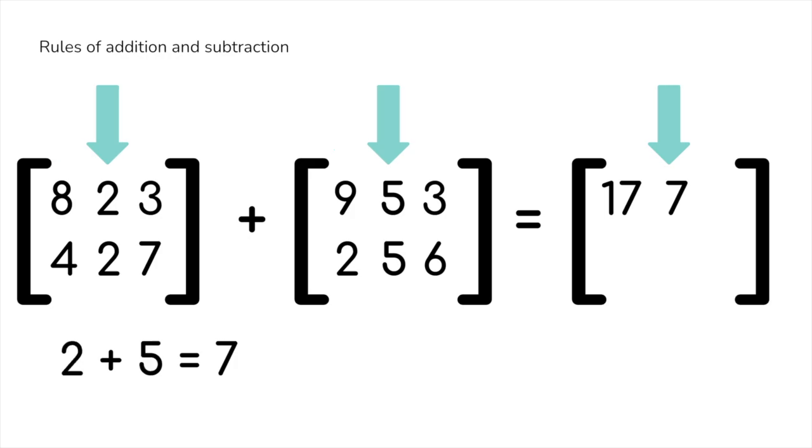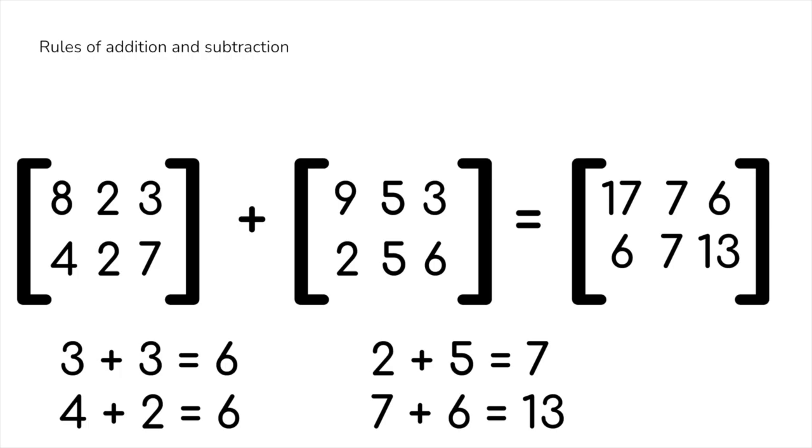The top middle of our two matrices here add up to 7, and we put that in the top middle of our final matrix. Pause the video and try to complete the rest of the matrix on your own. This is what your final matrix should look like.